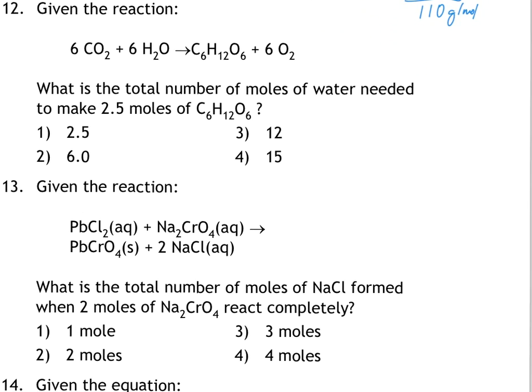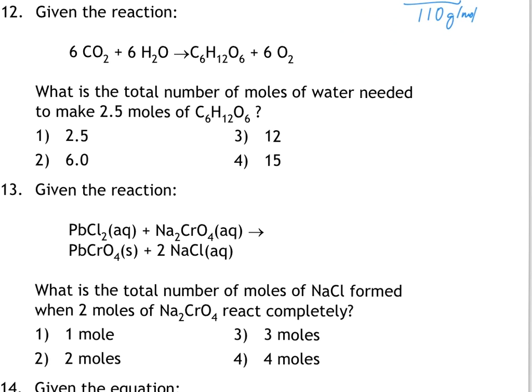All right, next up, given the reaction, 6 moles of carbon dioxide in the presence of 6 moles of water, producing a mole of glucose and 6 moles of oxygen. I don't know if you guys remember this one, but this is the equation that represents photosynthesis. But all we really need to do here is create a proportion.